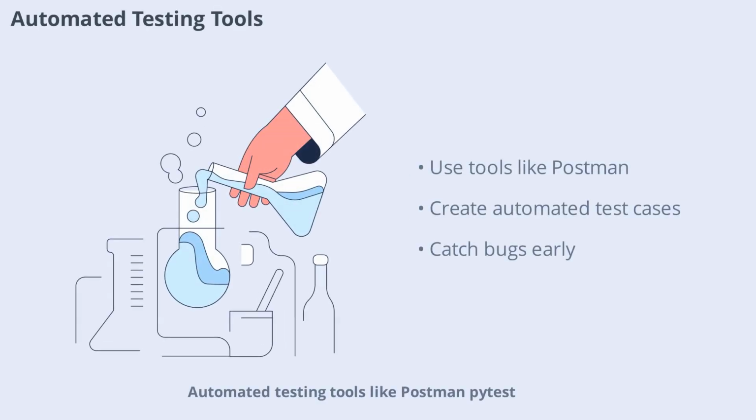Automated testing tools like Postman, Pytest, or Unittest help ensure your API works as expected. These tools allow you to create test cases for different scenarios and run them automatically during development and deployment. Automated testing catches bugs early and ensures your data science solution remains robust as it evolves.